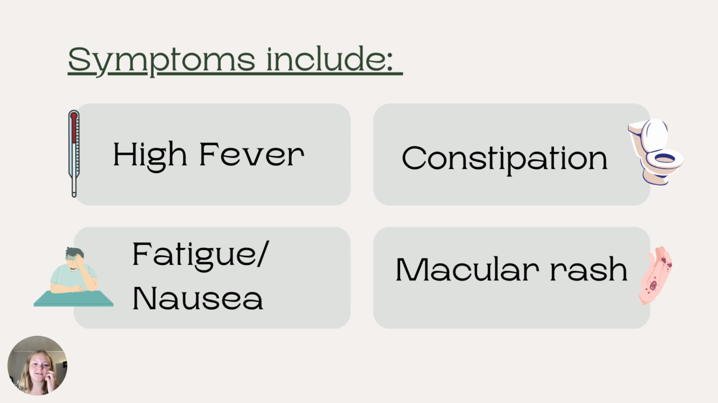So, symptoms can include high fever, constipation, fatigue, nausea, and that macular rash. And the high fever is not just like 99, that's low grade. This is high fever. This is around 103 to maybe 104. Like it gets bad with that.